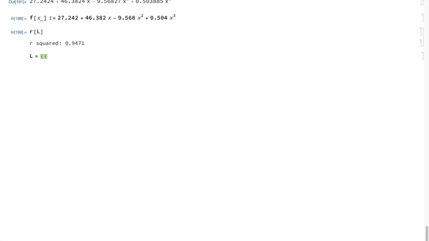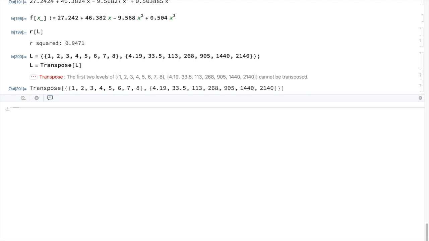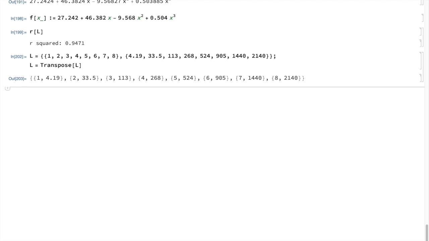All right, so let's plug in our x values here. Whoa. Okay, and our y values are this, which is the volume of the sphere. Okay, and L will equal the transpose of L. I am too tired here. 113, 268. Oh, I'm missing one. 524. Is that all? Whew. Okay. That took a long time, y'all.